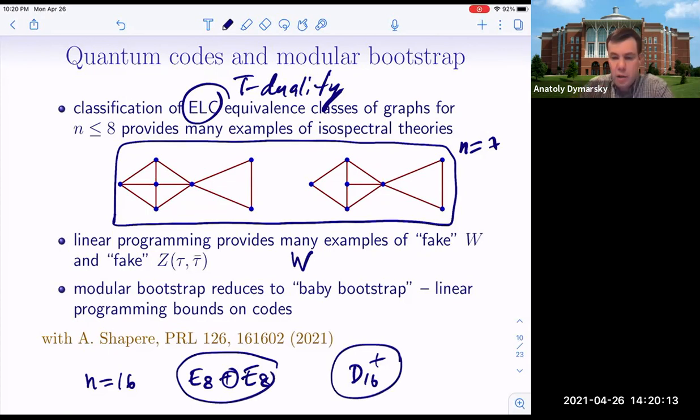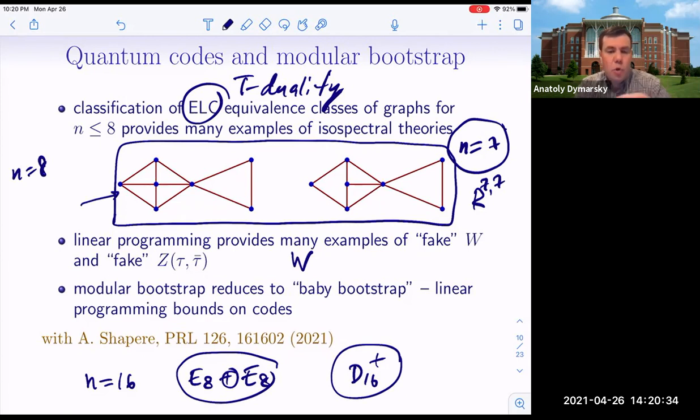A non-chiral analog of that already appears for n equals 7, which means that we are talking about Narain lattices in R^{7,7} space. This is a unique example in n equals 7 that we know. For n equals 8, we already have over 60 new examples. So the number of those isospectral theories grows very, very rapidly.